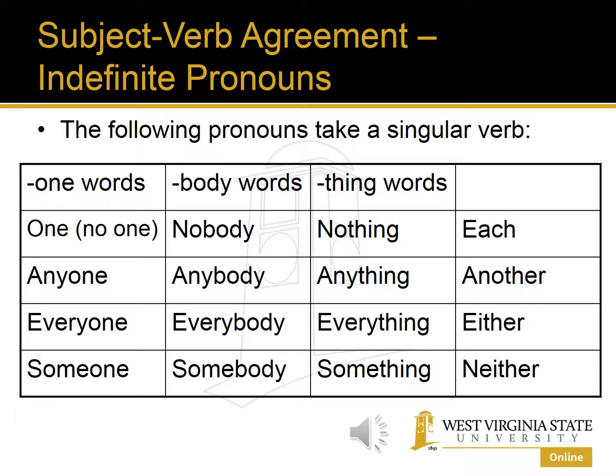The first category are the one words. So we have one or no one, anyone, everyone, someone. Then we have the body words, as you can see here. Then we have the thing words, nothing, anything, everything, something. And then finally we have 4 other indefinite pronouns that are also always in the singular: each, another, either, and neither.